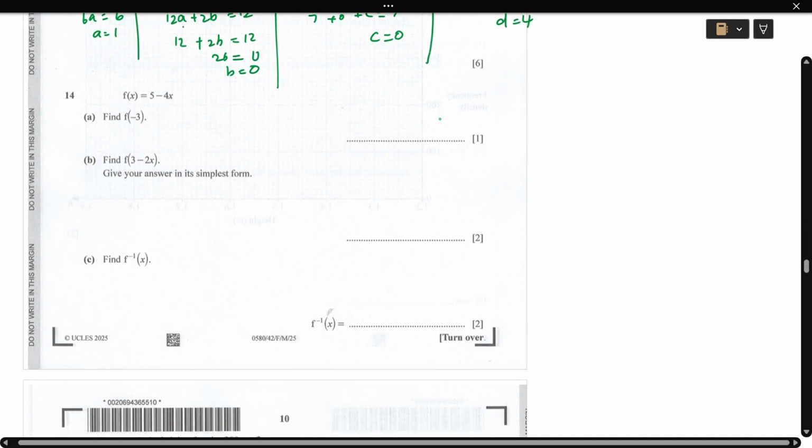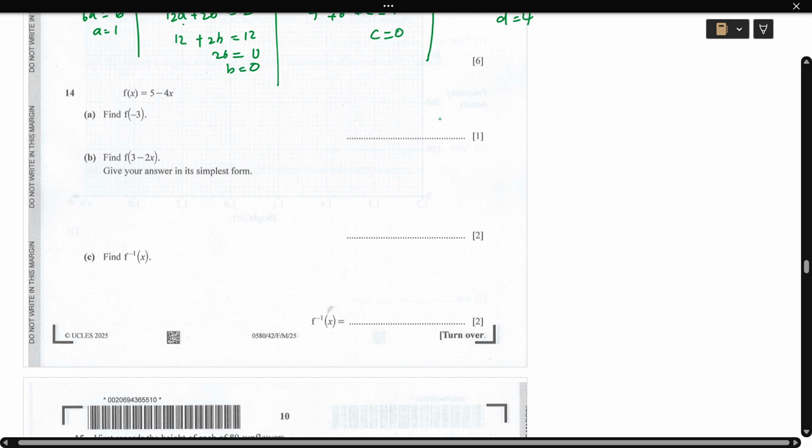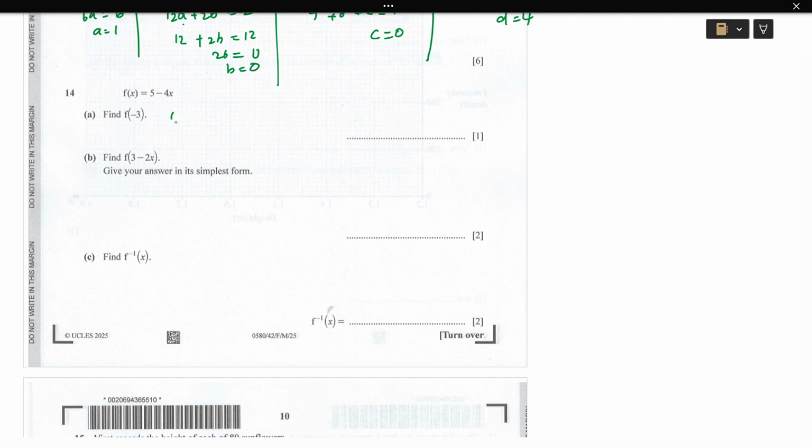Okay, so next function question, f of negative 3. So when we put in 5 minus 4 of negative 3, we will get 17. Next, find f of 3 minus 2x. So the given function, when we put in 5 minus 4 into 3 minus 2x, which is 5 minus 12 plus 8x, so which is 8x minus 7.